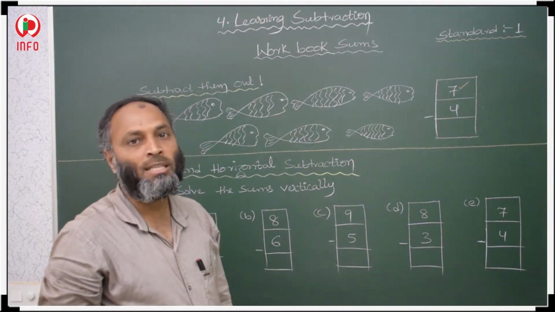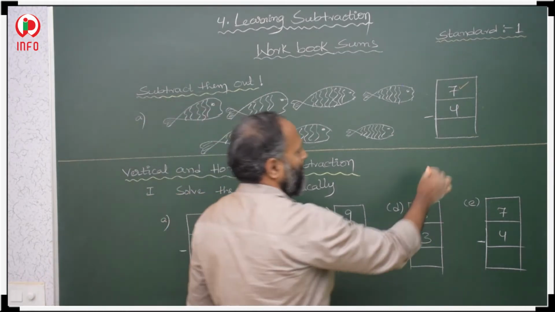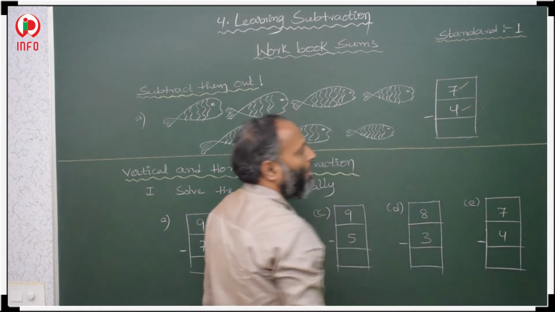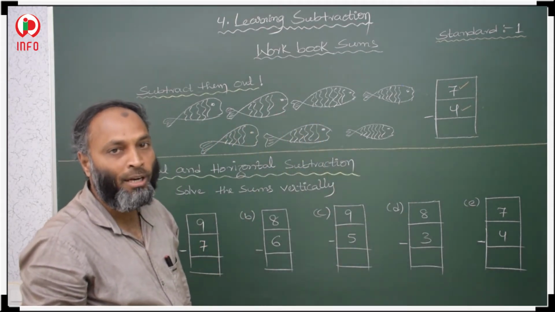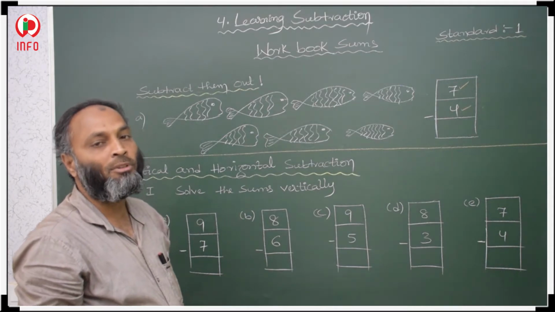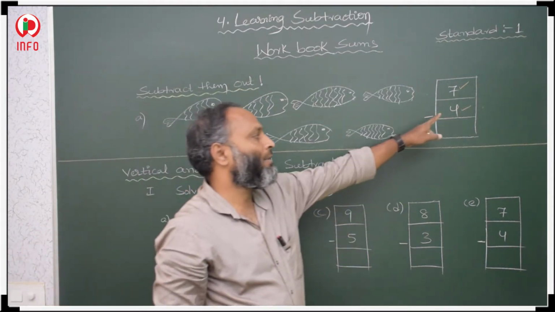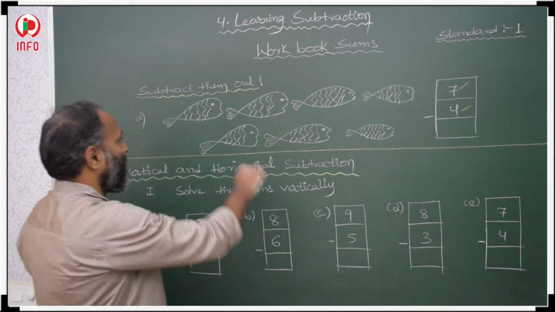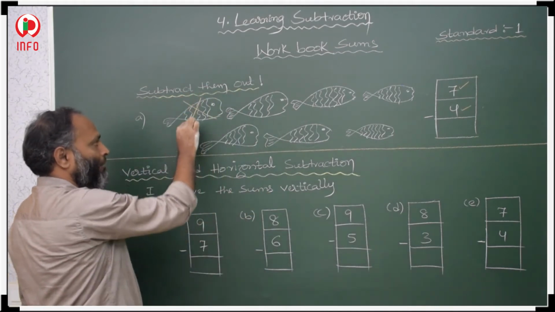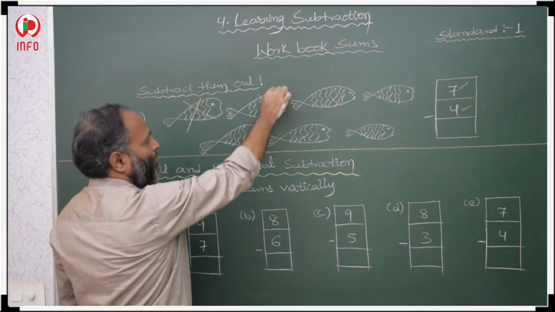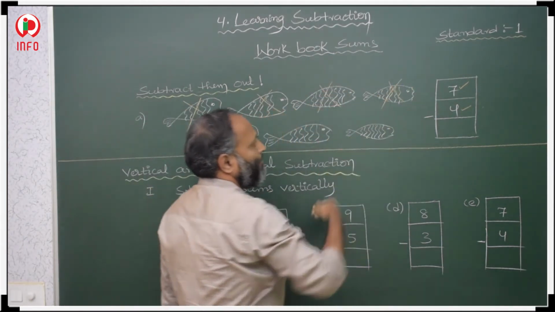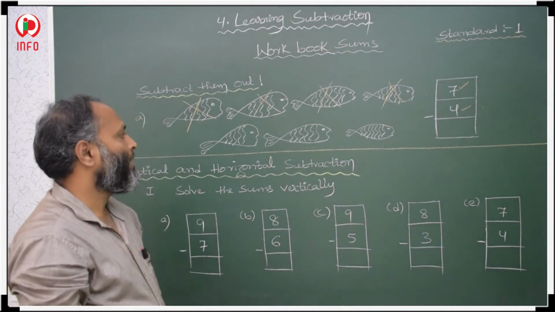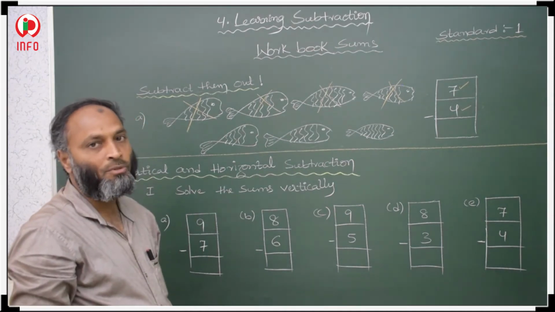In this total of 7 fishes, 4 fishes we have to subtract. How many fishes we have to remove? How many fishes we have to subtract? It is given here, 4 fishes. It means 4 fishes we have to eliminate. 1, 2, 3, 4. So 4 fishes we have to subtract.